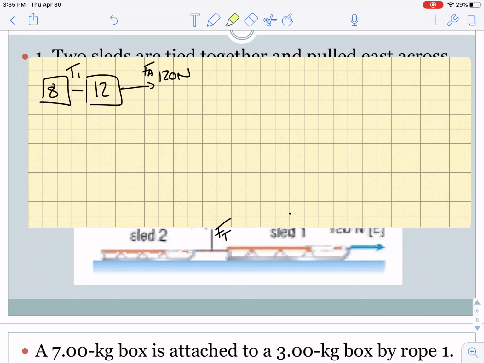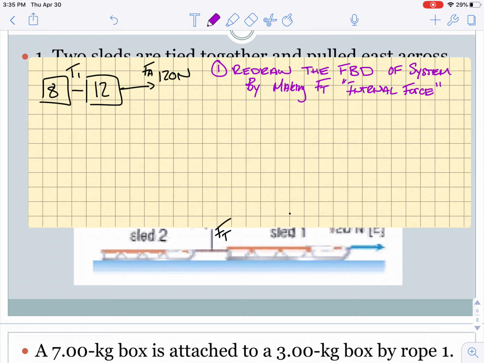So the first step we're going to do is we're going to redraw. So step 1, we're going to redraw the free body diagram of the system by making Ft an internal force. Okay, and because it's an internal force, that just means that we're able to ignore it.